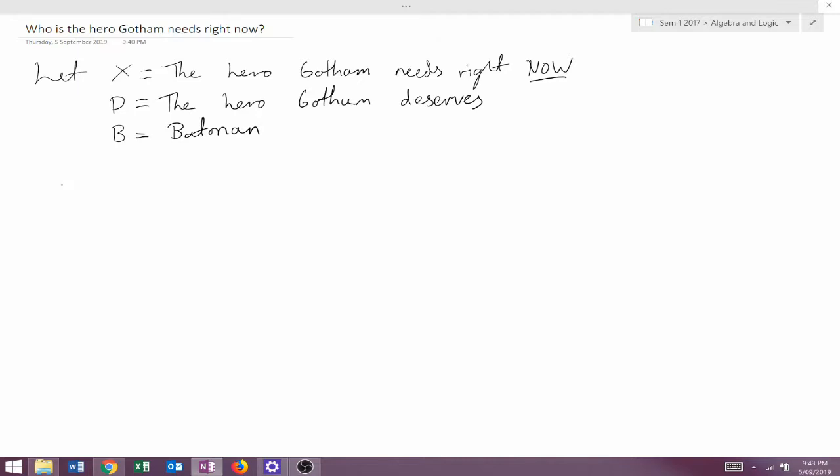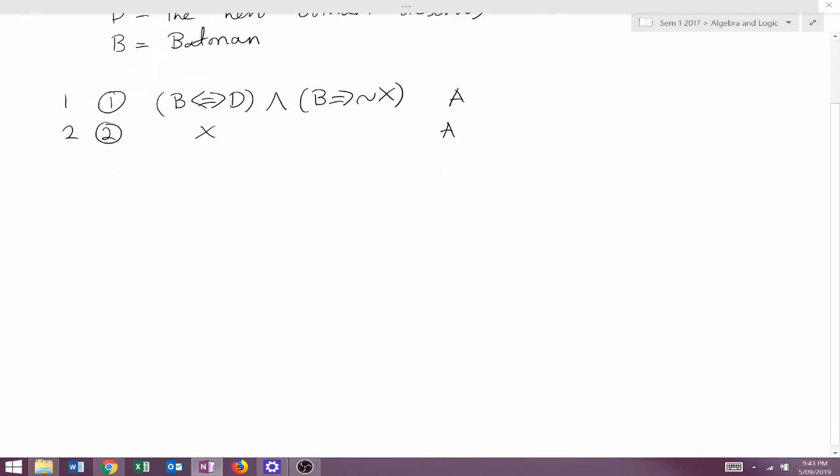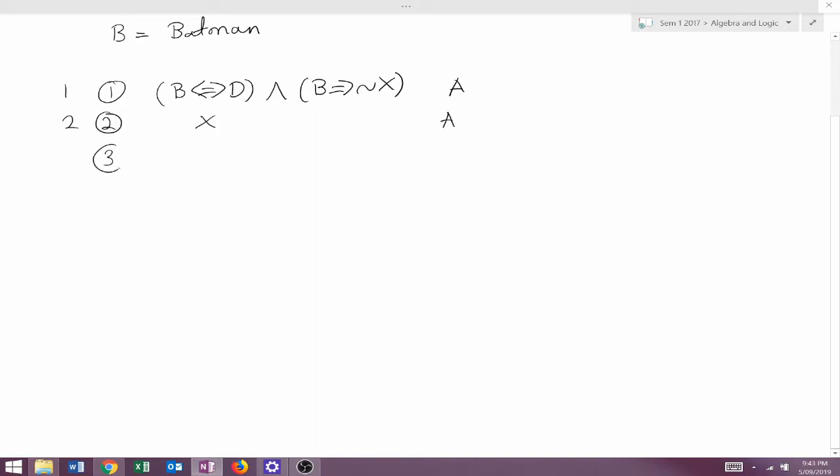So first we need to start with a line of assumption based on the information we have from Commissioner Gordon. And that is Batman is the hero Gotham deserves. Batman is not the hero Gotham needs right now. And that's line of assumption 1. Our next line, line 2, we will assume X, the hero Gotham needs right now.